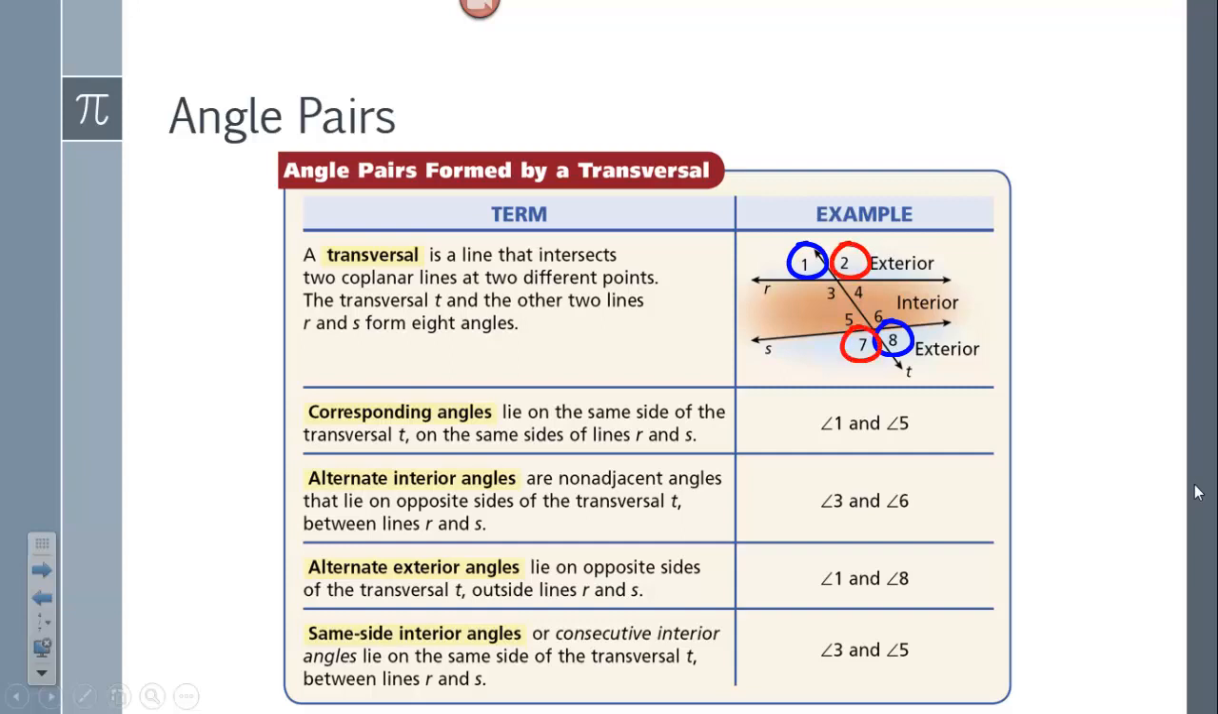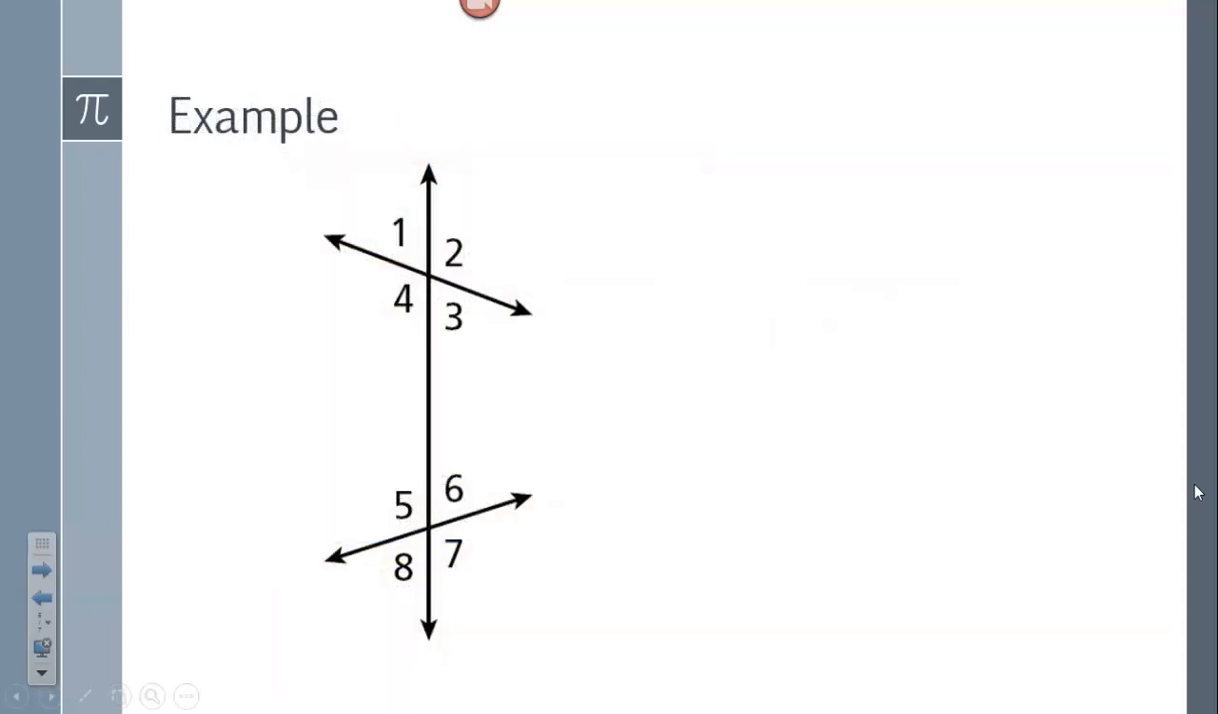And then finally, same side interior angles are angles that lie on the same side of the transversal between the lines. So 3 and 5 is an example of one of those pairs, but 4 and 6 are also same side interior angles. Let's look at an example.